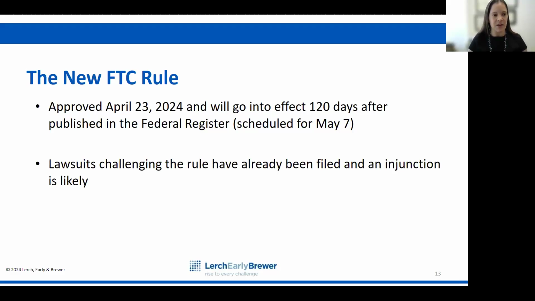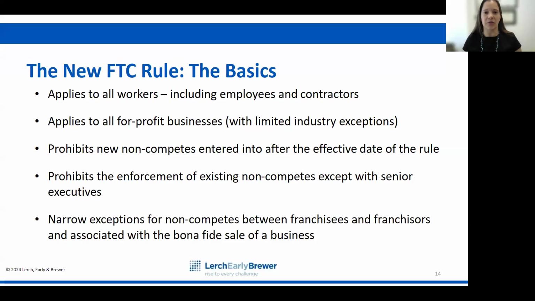As far as what is in the new rules, the FTC's rules are fairly sweeping. They apply to employees and contractors and all for-profit businesses, with some limited exceptions for the banking industry. For those of you who are nonprofits, just because you're listed as a nonprofit and registered with the IRS as a nonprofit does not necessarily mean the FTC is going to consider you a not-for-profit organization. There is a two-part test that they look at as far as where your revenue is coming from and what your revenue is doing to actually determine if you are a not-for-profit business that would be exempted from the FTC's authority.